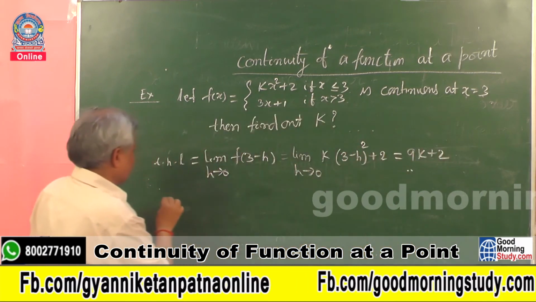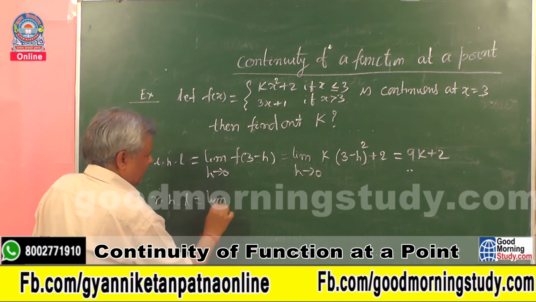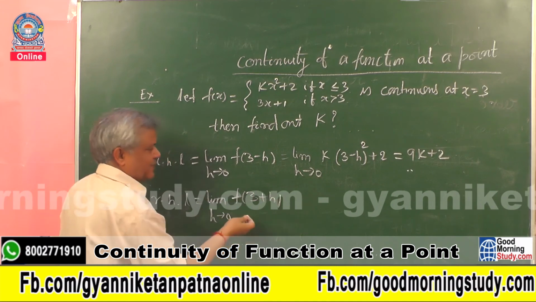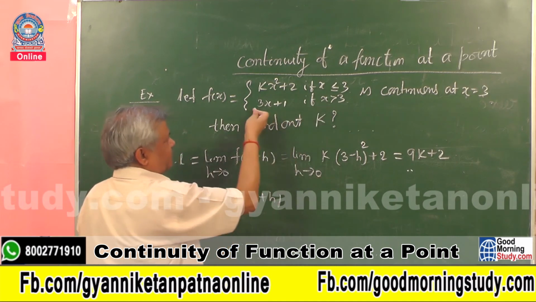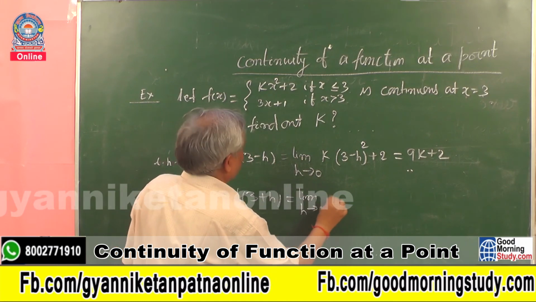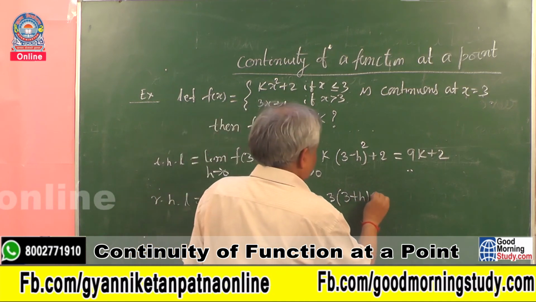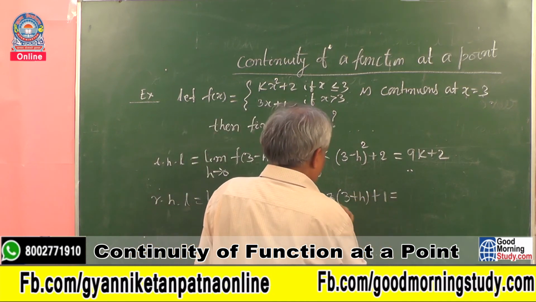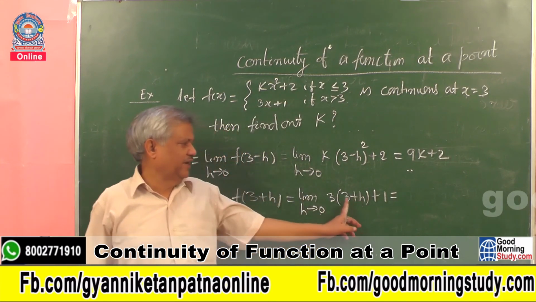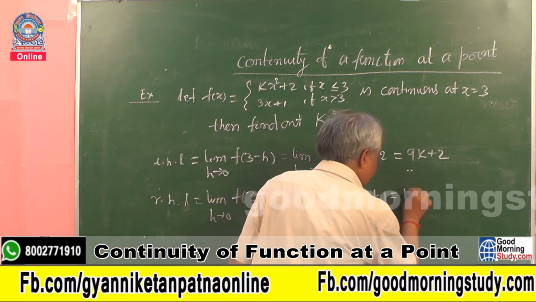We find out the right hand limit, that is the limit h tends to 0 of f(3 plus h). 3 plus h is more than 3, so this definition will be there. It is the limit h tends to 0 of 3 times (3 plus h) plus 1, so it is 9. Putting h equal to 0 here, it will be 9 plus 1, that is 10.